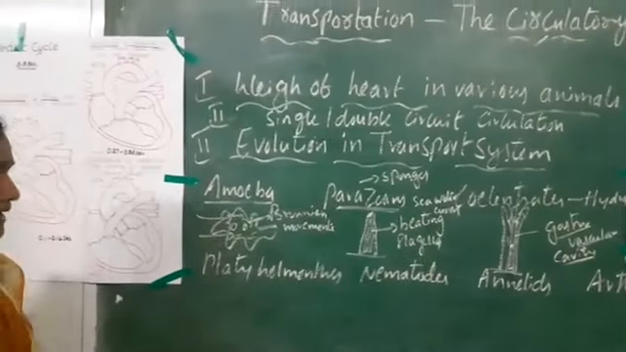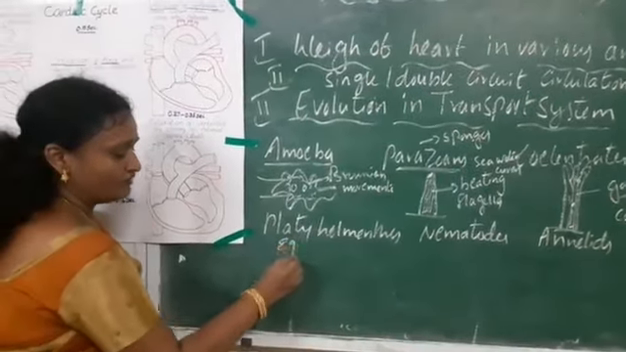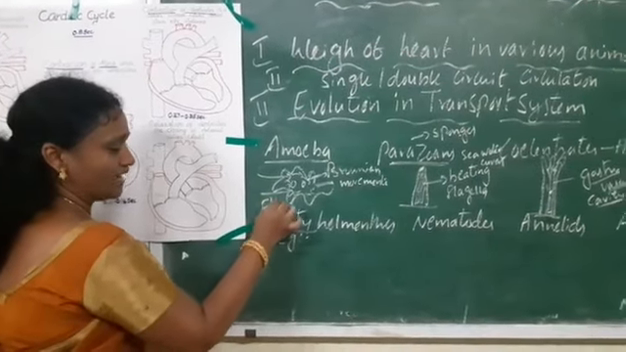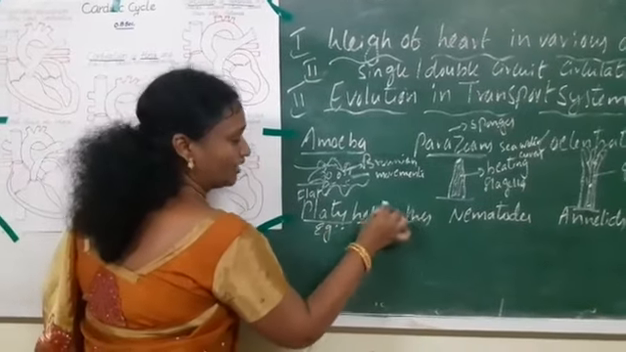Next, when we go to the platyhelminthes, the name itself indicates it: platy means flat, ribbon-like organisms.